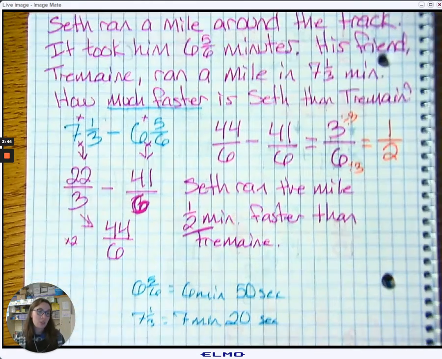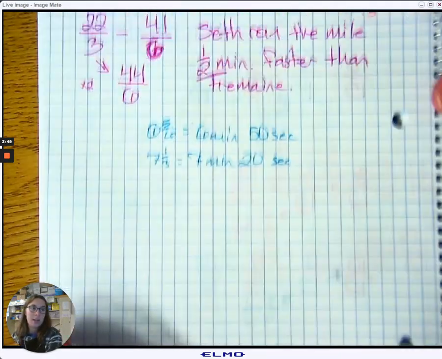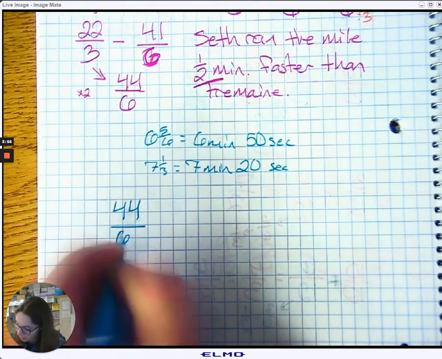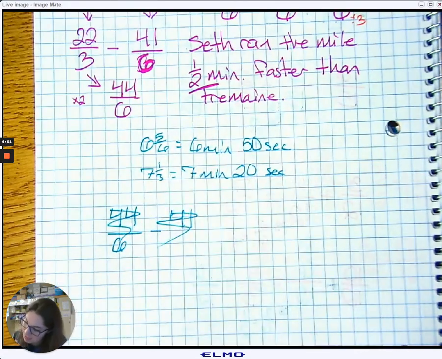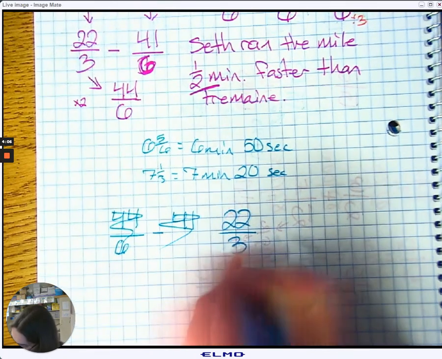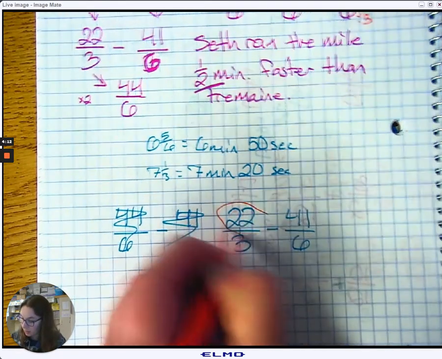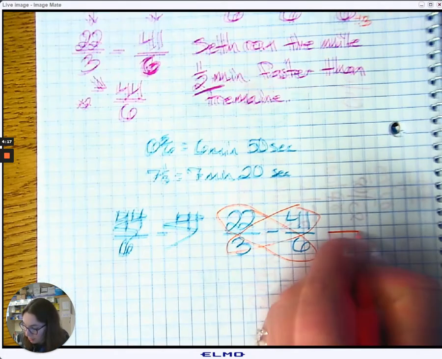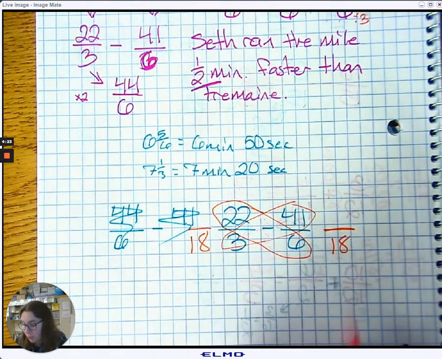Again, I can also do this using the butterfly method. If I was to take my improper fractions here, my 44 over 6 minus 41, sorry, that was my mistake again. My goodness, I'm messing up today. That's all right, I'm catching them. 22 over 3 minus 41 over 6. I could butterfly this out. I would get a completely different set of fractions, though. I would have denominators of 18. And I'd have to do 6 times 22 and 3 times 41.